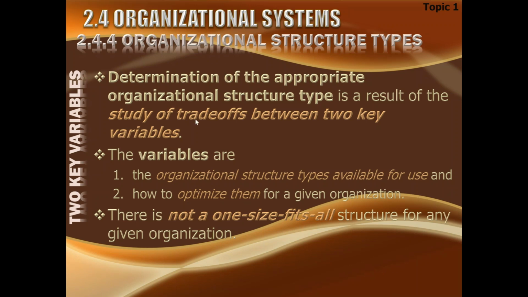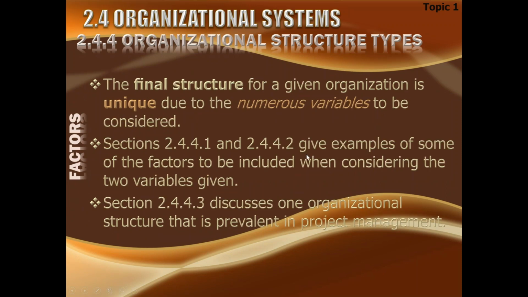राइट जी. So coming back, determination of the appropriate organizational structure type is a result of study of the trade-offs between two key types. जिसमें हमने कहा कि एक वेरिएबल तो ऑर्गेनाइजेशन के स्ट्रक्चर्स किस किस किस्म के आपके यहाँ पॉसिबल हैं और उनको फिर ऑप्टिमाइज कैसे किया जा सकता है. There is not a one size fits all structure for any given organization. The final structure for a given organization is unique due to the numerous variables to be considered.